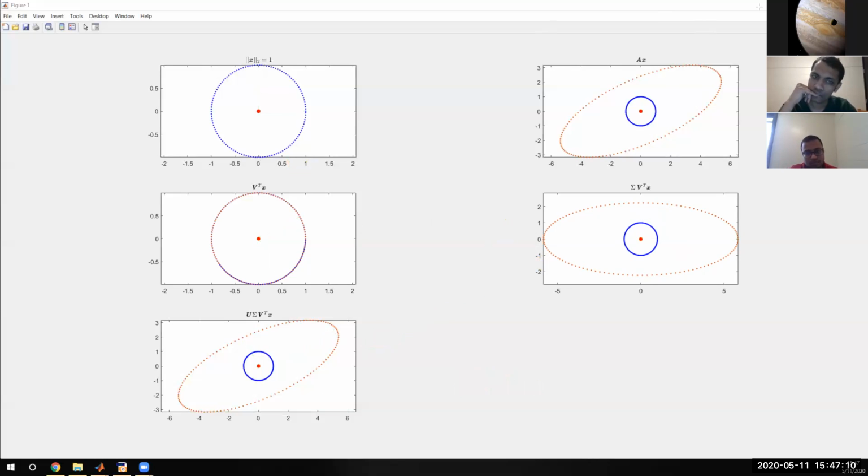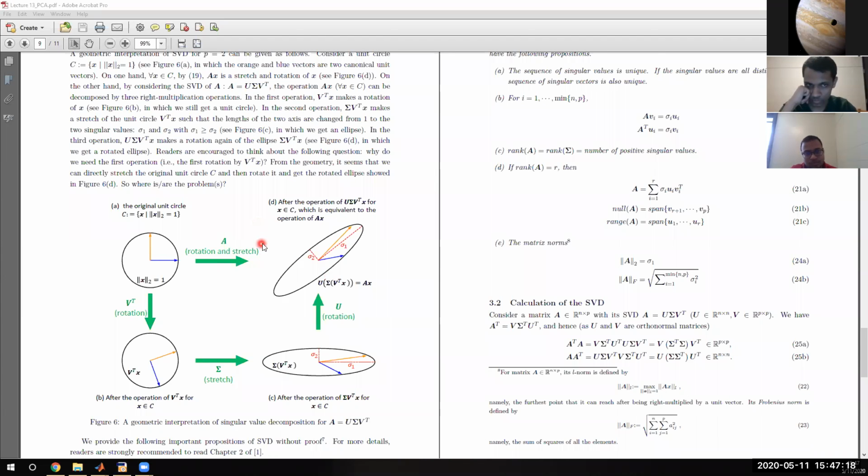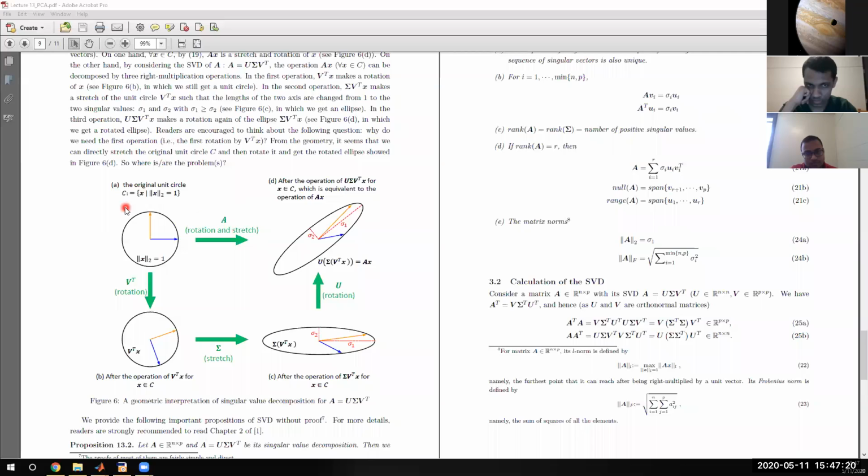And now let's go back to the lecture. And here we go. I don't know what this X actually is, I just randomly drew it. So here, let's go back. The original unit circle is in this way. And then times VT, as we just saw, is a rotation. And then times sigma, it's a stretch.